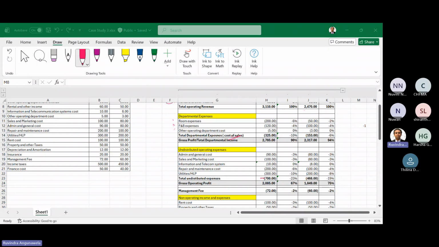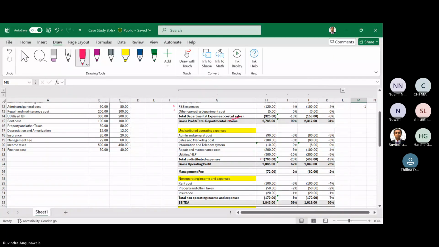Then we have the undistributed operating expenses: administration and general, sales and marketing. Then I said the information and telecommunication system. So that means this particular business is not charging for this service, so it is incurred as an expense. Repair and maintenance cost, then utilities or HLP cost is also given. And the total undistributed expenses given as 700 million. I think that is correct, which is 23% of the total revenue in 24-25. In 23-24, it had been 19%, which is 468 million.